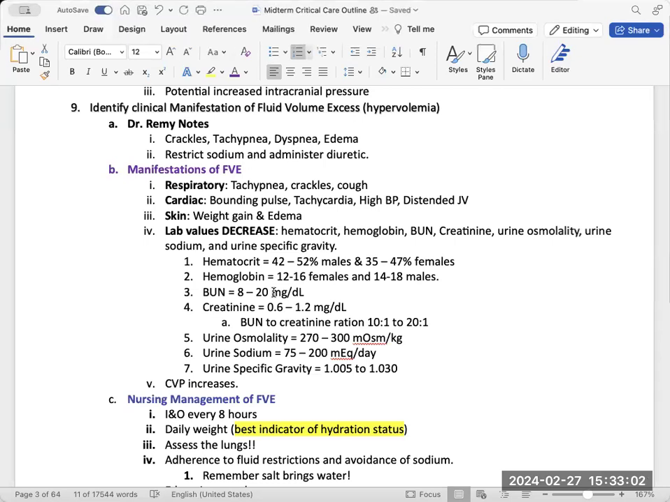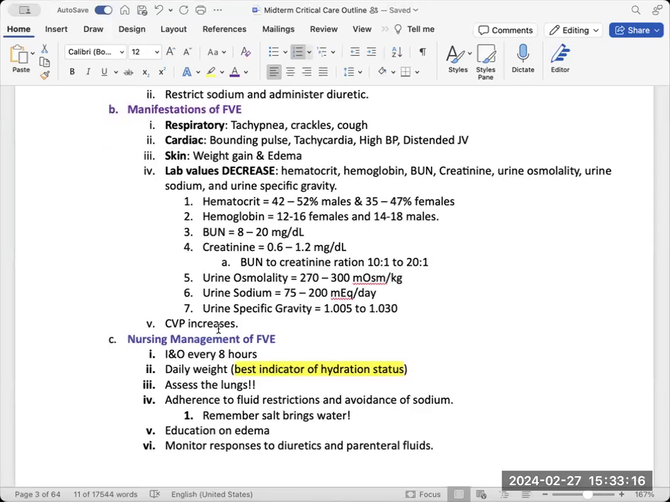These patients will also have a distended jugular vein. For fluid volume excess, we expect them to gain weight as well as having edema. That's not something we'll see when we have a patient with fluid volume deficit. Compared to our fluid volume deficit patients, those lab values that we spoke about would increase, but in fluid volume excess, they decrease. So hematocrit decreases, hemoglobin decreases, BUN to creatinine decreases, which means the BUN to creatinine ratio will be less than 10 to 1. Okay, that's the things that we're looking for.